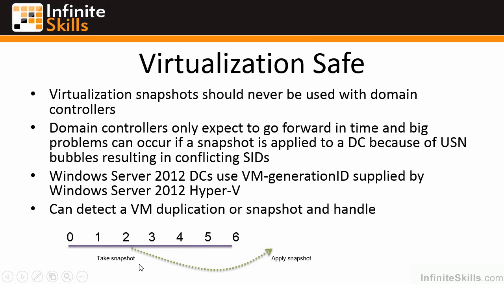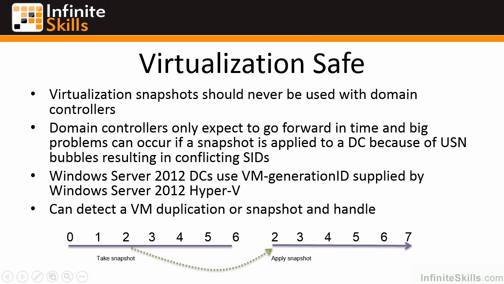And now someone applies a snapshot. Now the domain controller has no way of knowing a snapshot has been applied. So all it knows is, well, I'm at relative ID number 2. So it will carry on and use 2, 3, 4, 5, 6, 7, and so on. So it's effectively reused ID 2, 3, 4, 5, and 6. So you're going to have objects with the same SID, which is a huge security challenge.